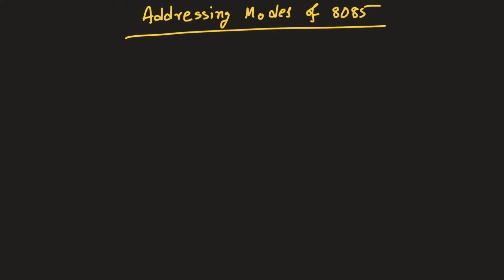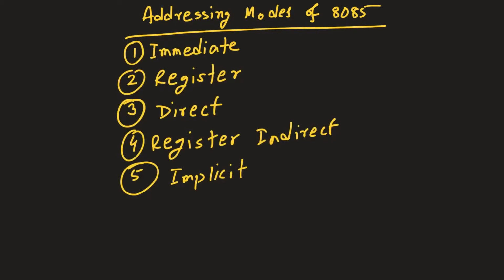In this video, we are going to discuss the addressing modes of Intel 8085. Now, addressing mode means how a data is referred by an instruction, and depending upon that, we have 5 types of addressing modes. These are the 5 addressing modes of 8085: immediate addressing mode, register addressing mode, direct addressing mode, register indirect addressing mode, and the last one is implicit addressing mode. Now let's discuss them one by one.